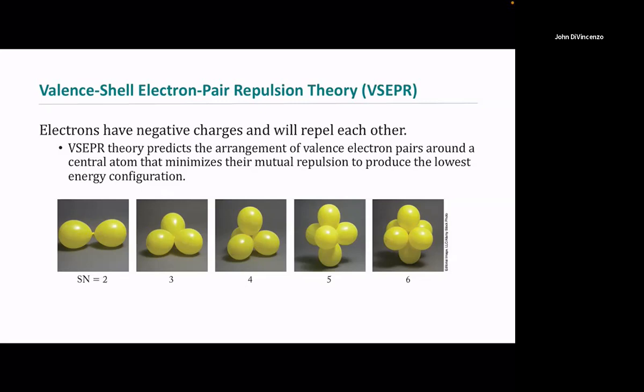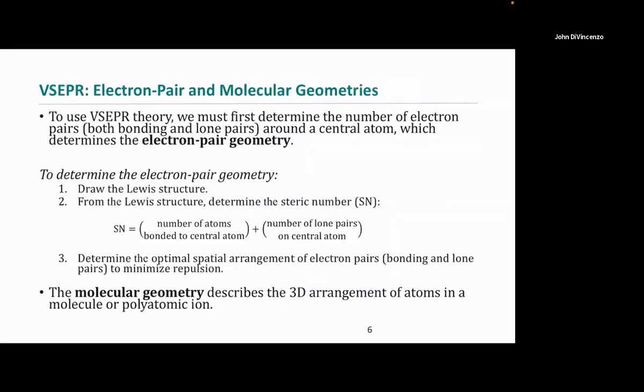And this is VSEPR theory that's going to help us get to these shapes of molecules. This valence shell electron pair repulsion theory, or VSEPR. We must determine the number of electron pairs, both bonding and lone pairs, around the central atom, which determines the electron pair geometry. Some people call it, I learned it as electron domain geometry. Electron pair, electron domain, just semantics, same thing.